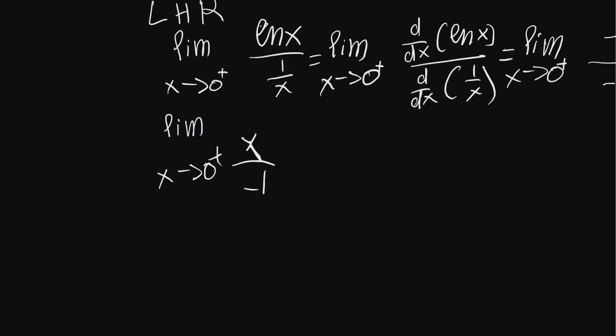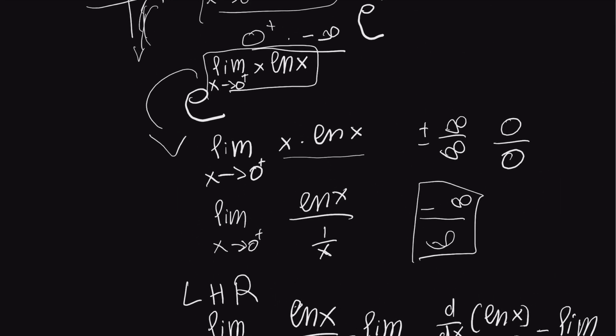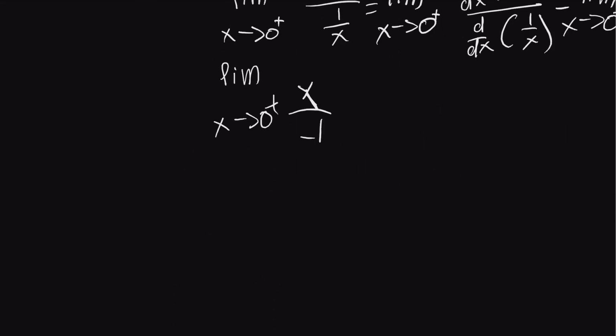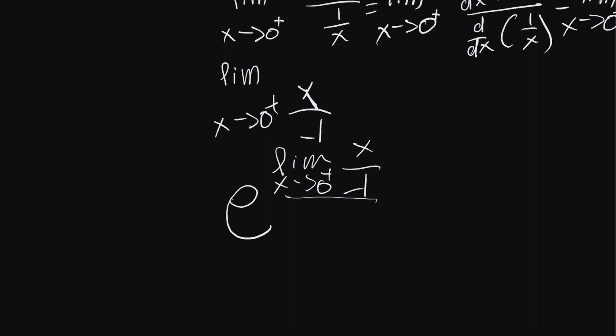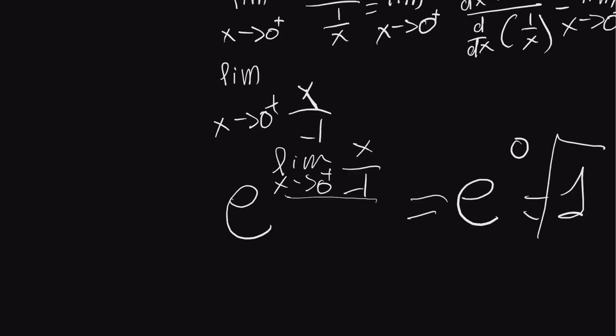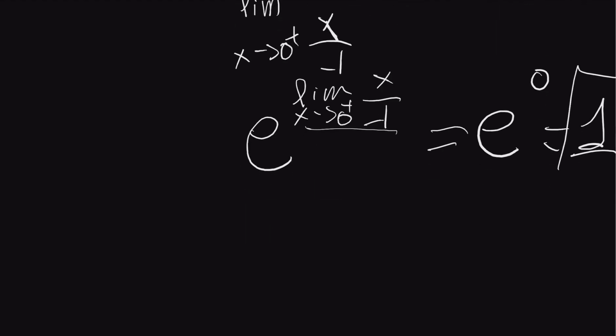Now we go back to our original expression. We end up with e to the power of the limit as x approaches 0 from the right of x divided by negative 1. This is really easy to solve with direct substitution: 0 over negative 1 is 0. So you end up with e to the 0, which is equal to 1. This is the solution to our limit: the limit as x approaches 0 from the right of x to the power of x is equal to 1.